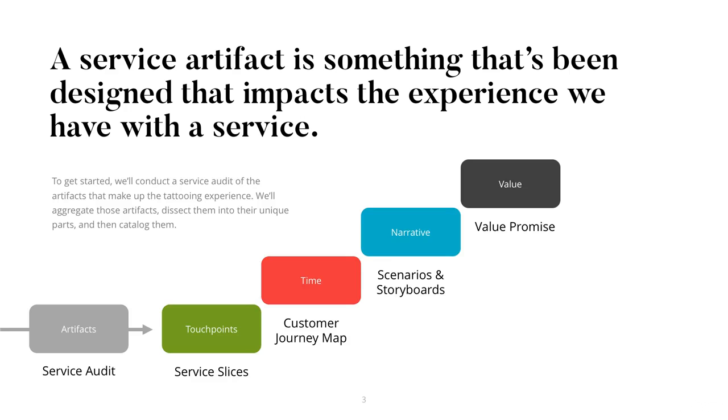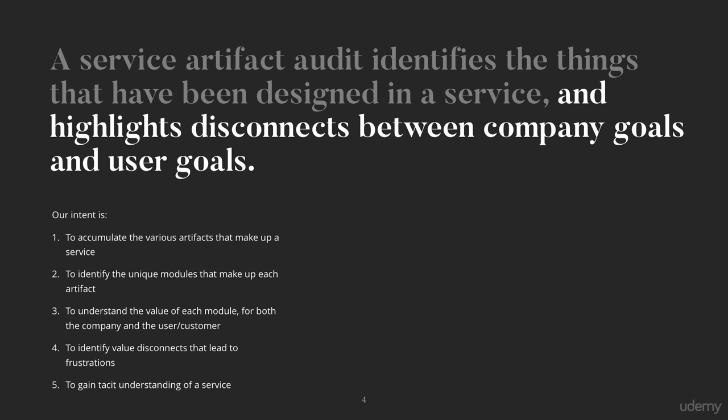And we're going to understand the artifacts that we've gathered. We'll aggregate them, dissect them into their unique parts, and we'll catalog them. And this is an input into that service stairway. The artifacts and that service audit are going to feed into the rest of the process that we're going to follow.